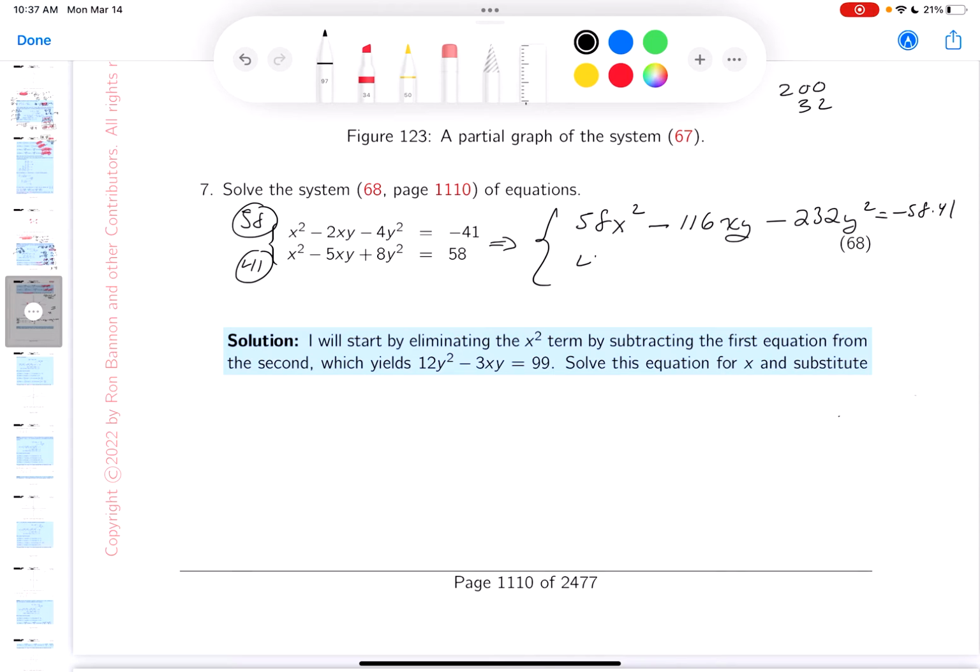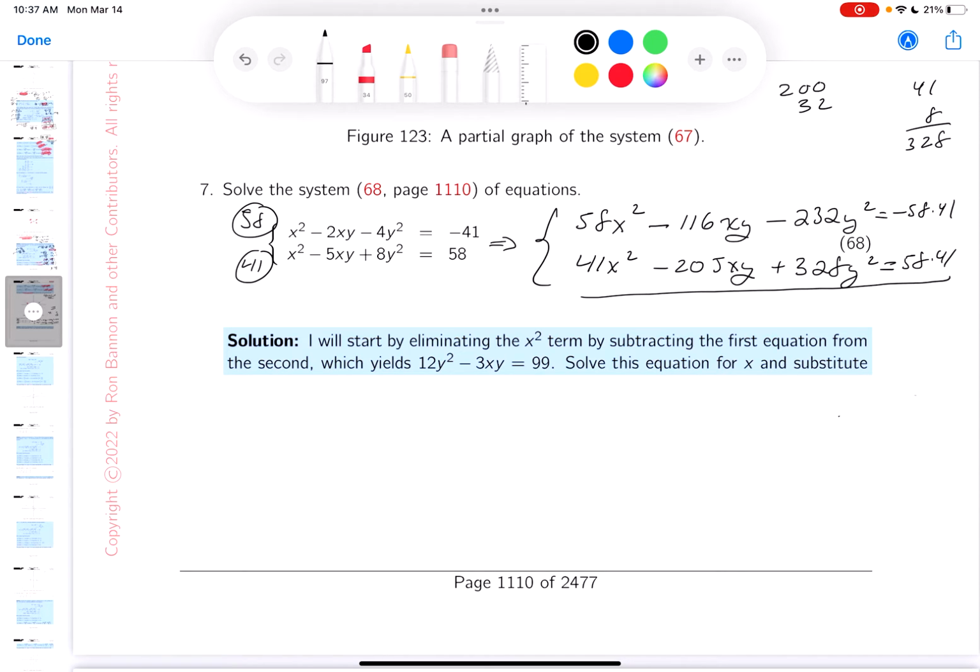Then you get 41x squared. Let's see what you get now. So 5 times 41, that's 205. And then you're going to get what? 41 times 8, so 328. All right, I'll write that down. Equals 58 times 41.